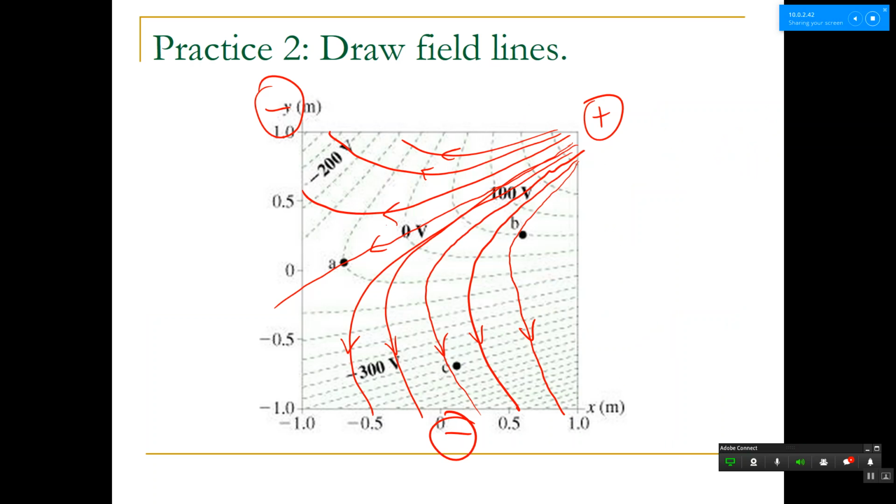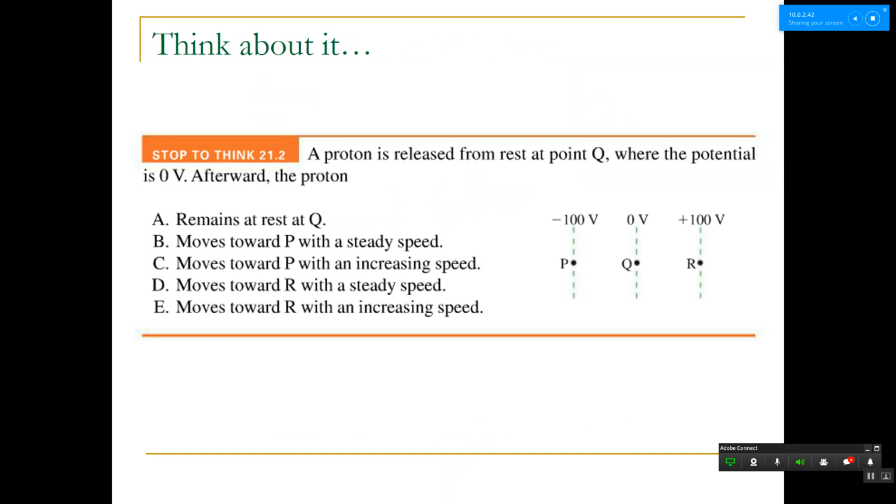Oh, we're starting here. Any questions about this? Okay, moving on. Take a gander at this question. Tell me what you think. I have a proton that I've placed at point Q. Is it going to go to the left? Is it going to go to the right? Is it going to change speed or not?